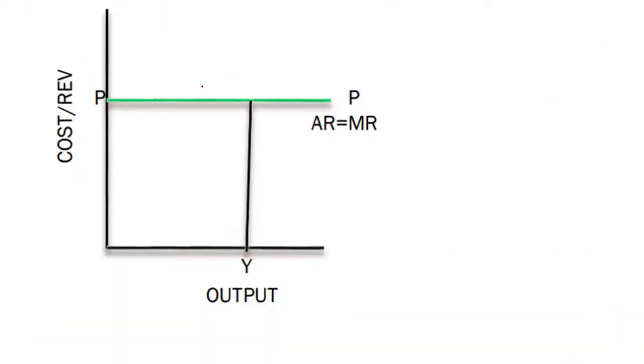Okay, here you can see the curve. This is the average revenue curve in a perfect competition market. The MR curve also coincides with this curve only. So here AR is equal to MR is equal to the price line.